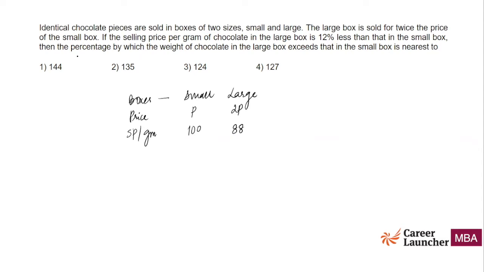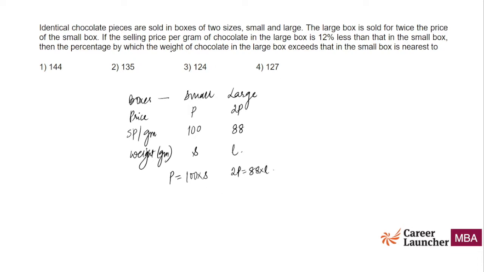Then the percentage by which the weight of the chocolate in the large box exceeds that in the small box is nearest to. So we are talking about weight now. Suppose the weight is in grams. The small one has a weight of S and the large one has a weight of L. Now, we can say that the price for the small box is 100 into S, while the price of 2P is equal to 88 into L.